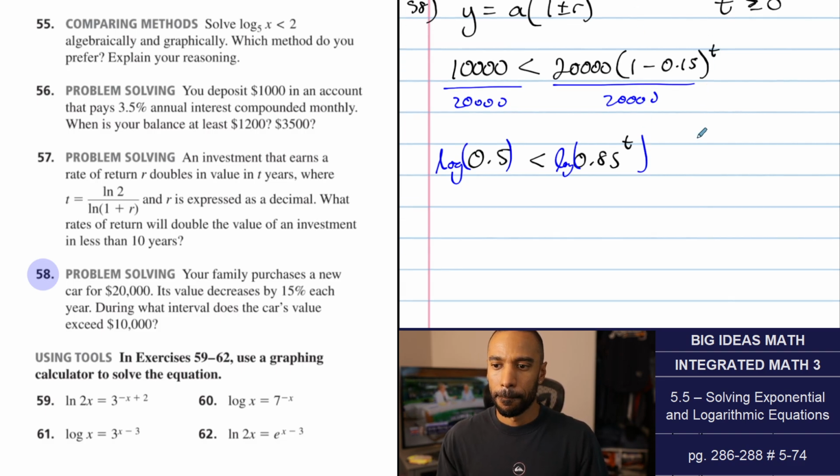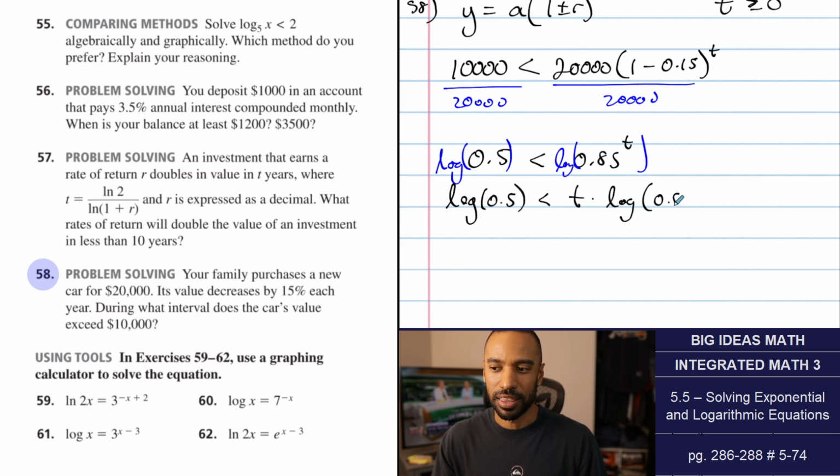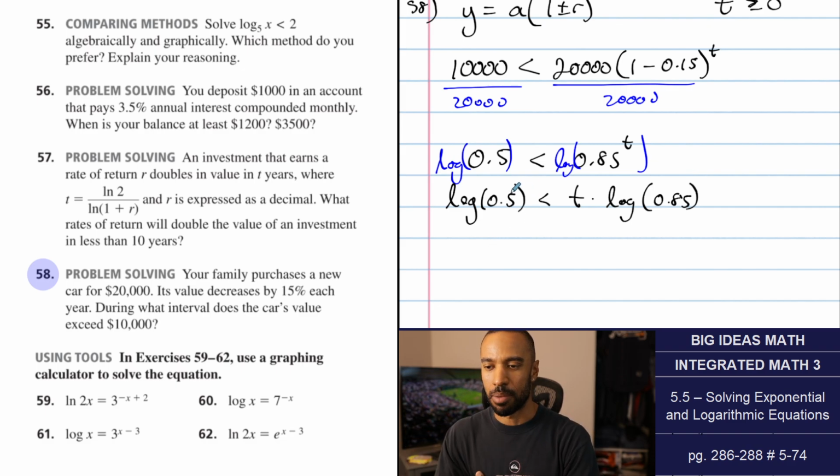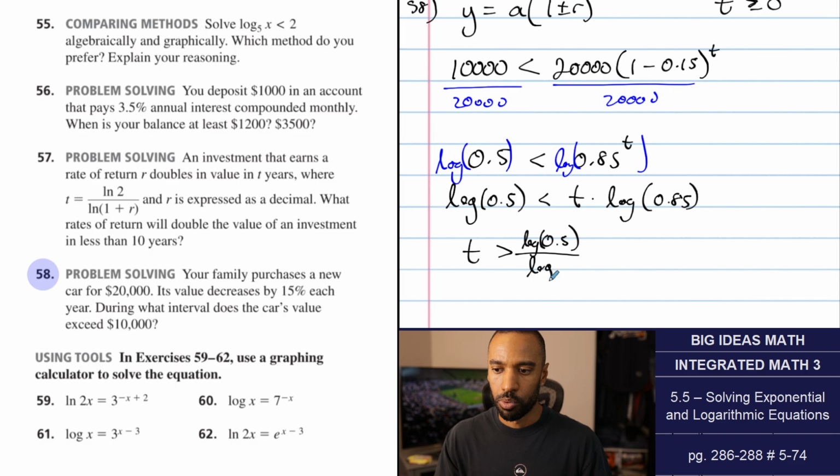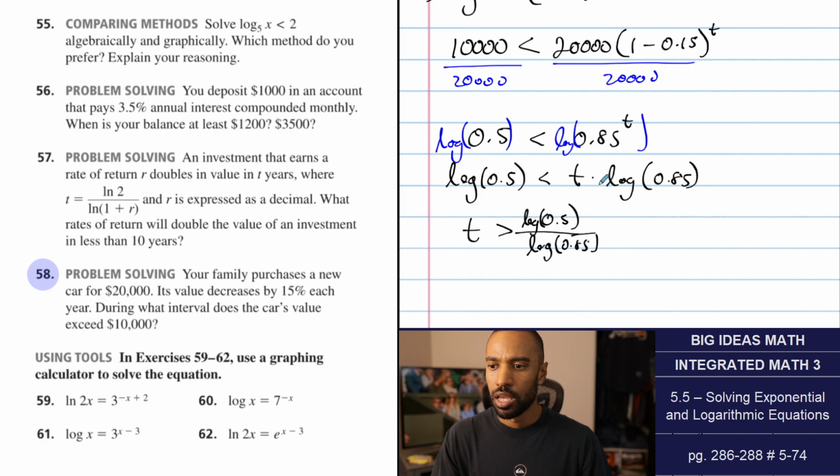And that'll become t log of 0.85. Sorry, I was thinking of different ways that I could say this, or we could rewrite it this way and this way. I'm always infatuated with doing different ways of writing the problem. I feel like this time it's going to be a little too much overkill. Let's just solve this problem here. If I divide both sides by log of 0.85, t will be greater than that. It's still greater than. So log of 0.5 over log of 0.85. Now, both of those are negative. When divided, it becomes positive.